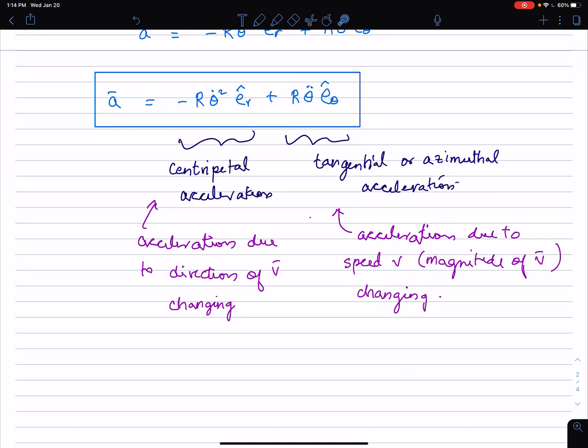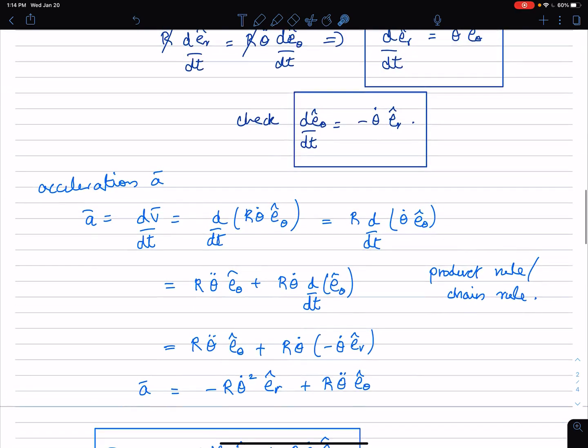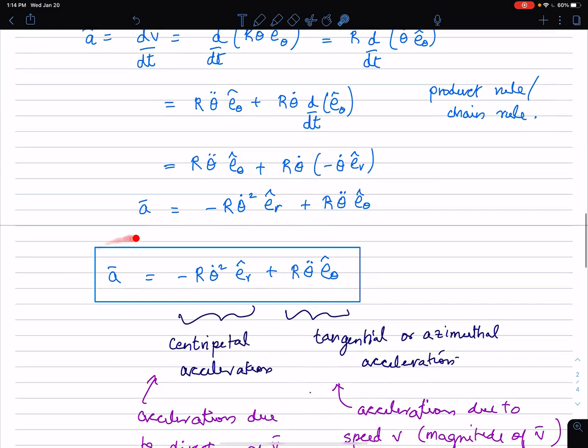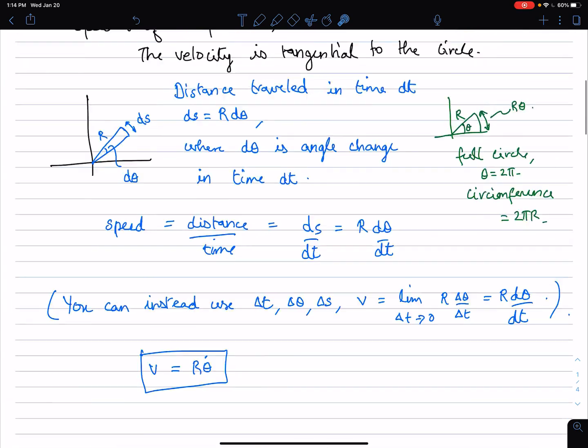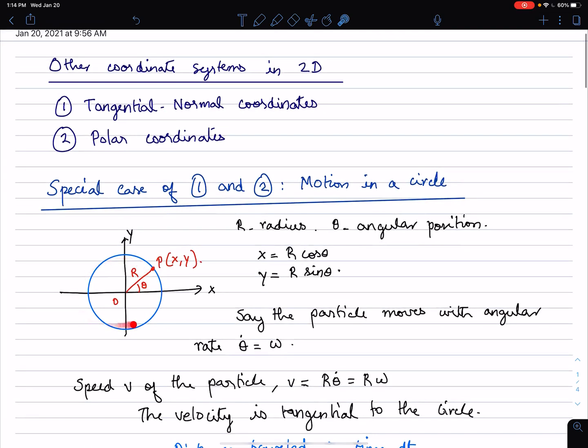What we shall do next is generalize these formulas. So there's a formula for the position vector, a formula for velocity, and a formula for acceleration. We're now going to talk about tangential normal coordinates and polar coordinates when things are not moving in a circle, but things are moving in a more complicated sort of way, okay?